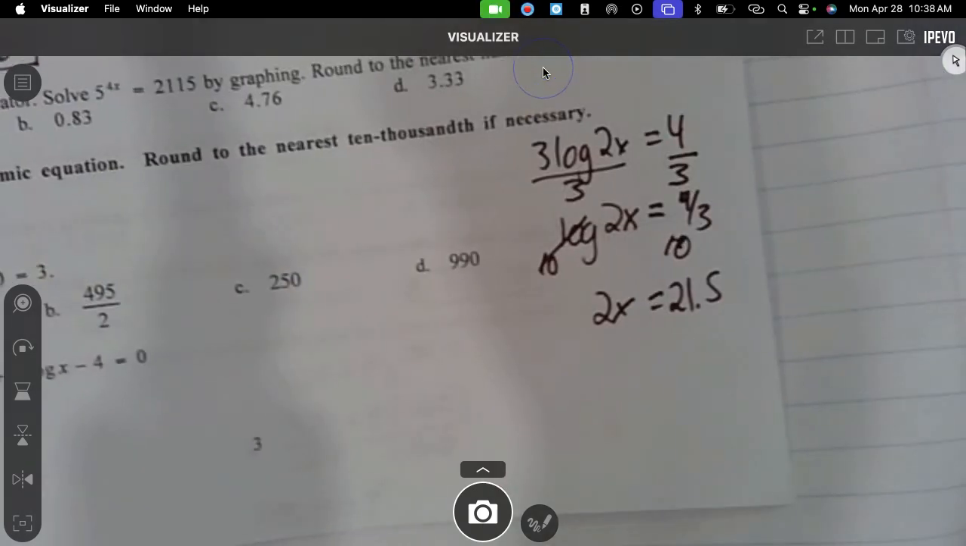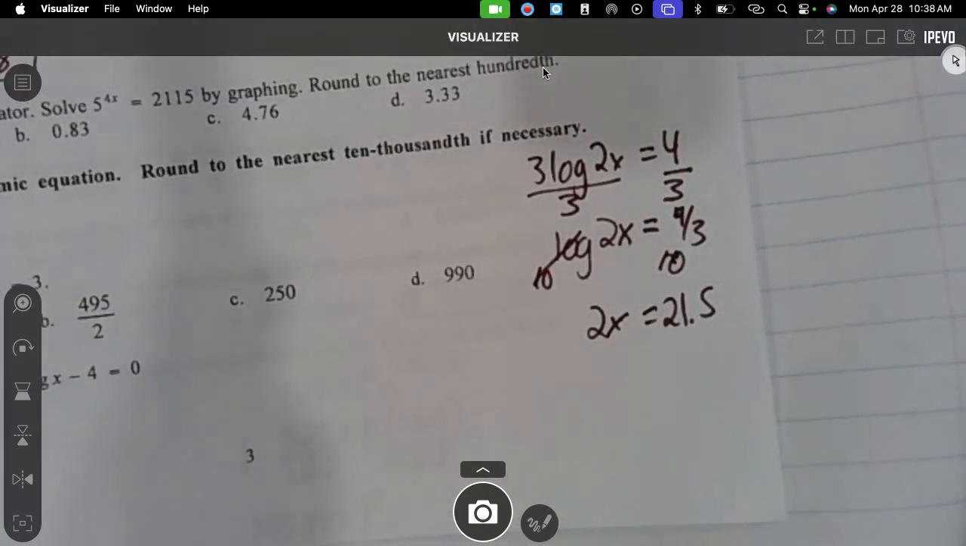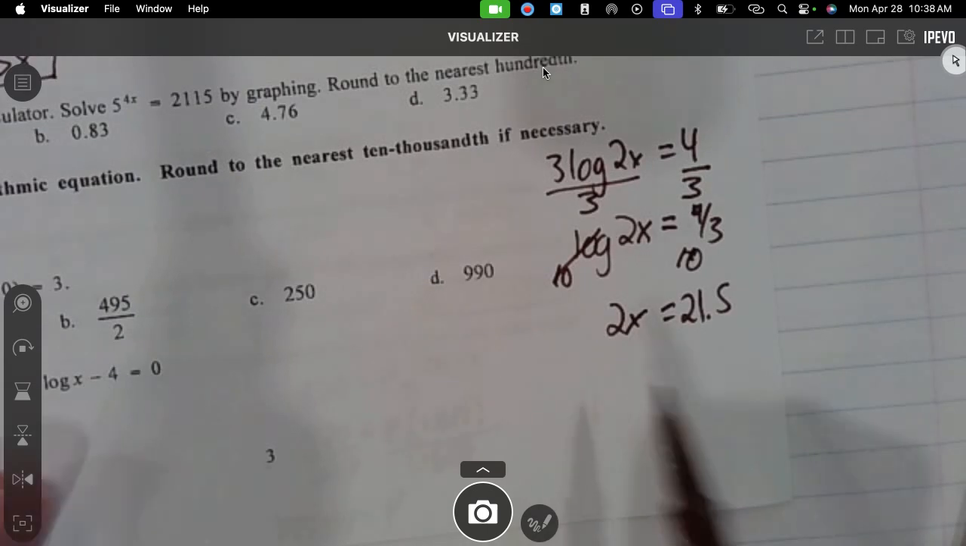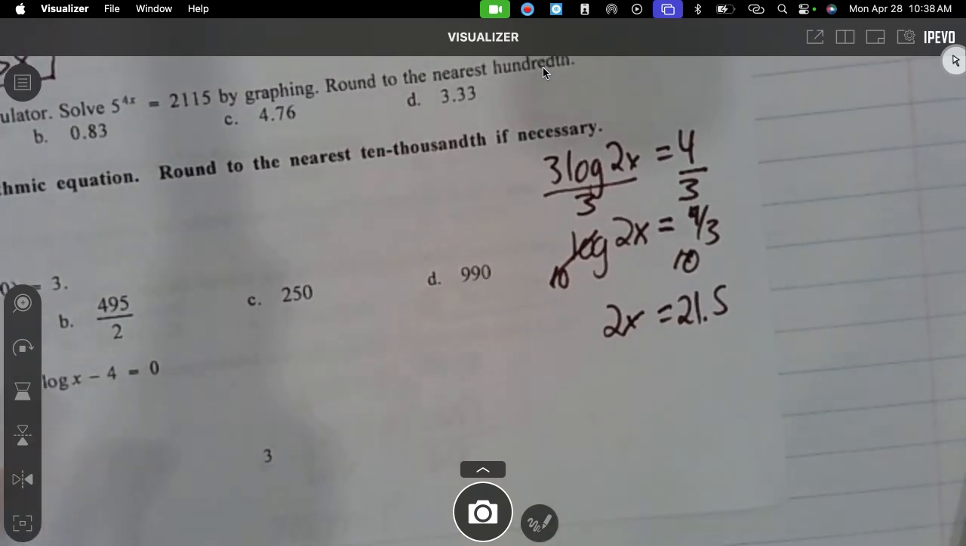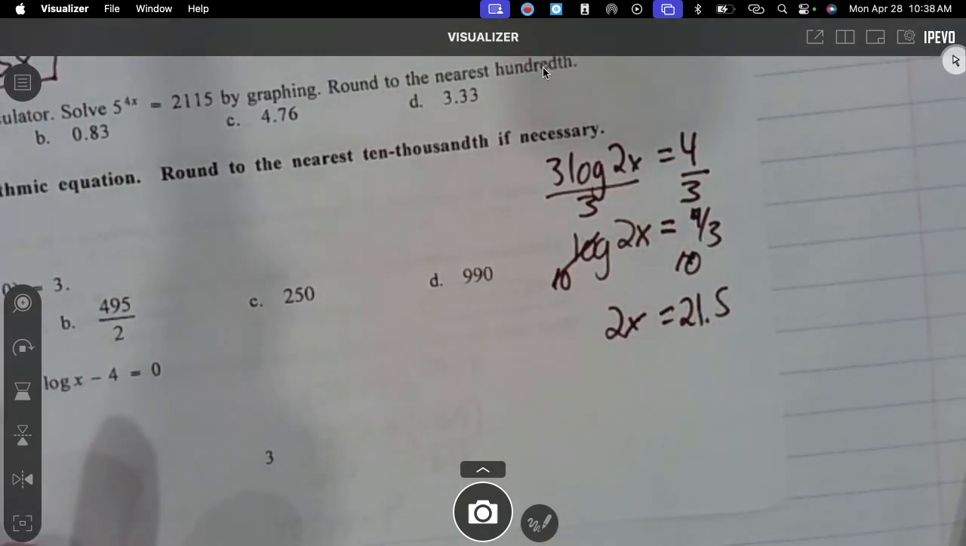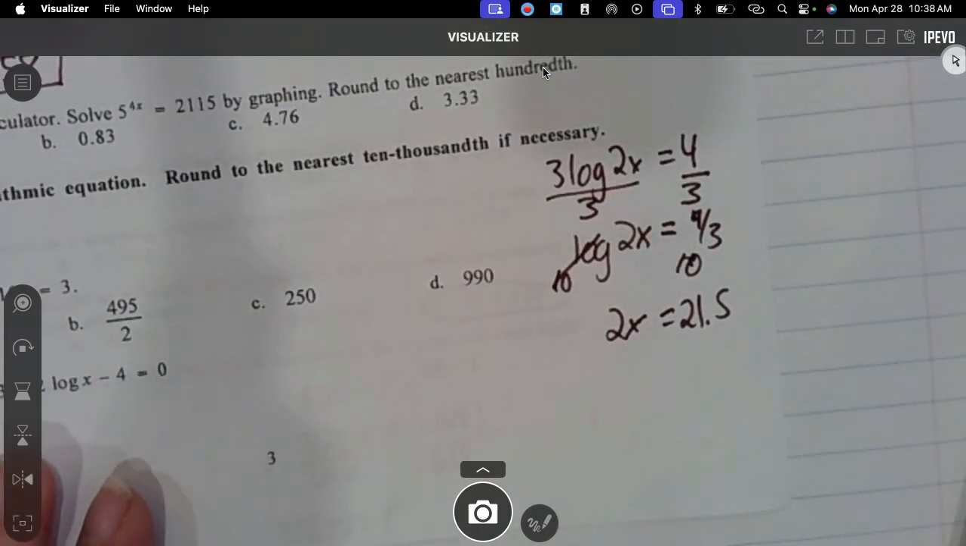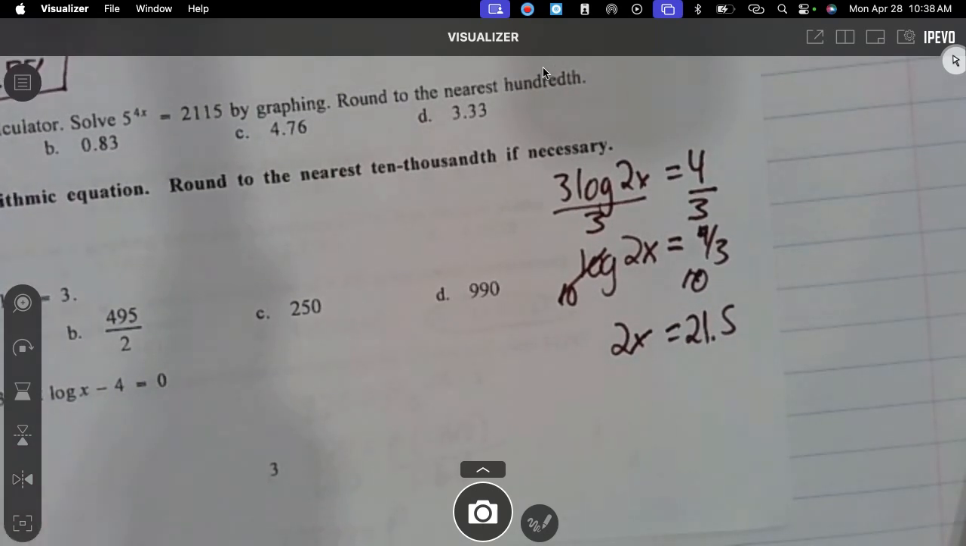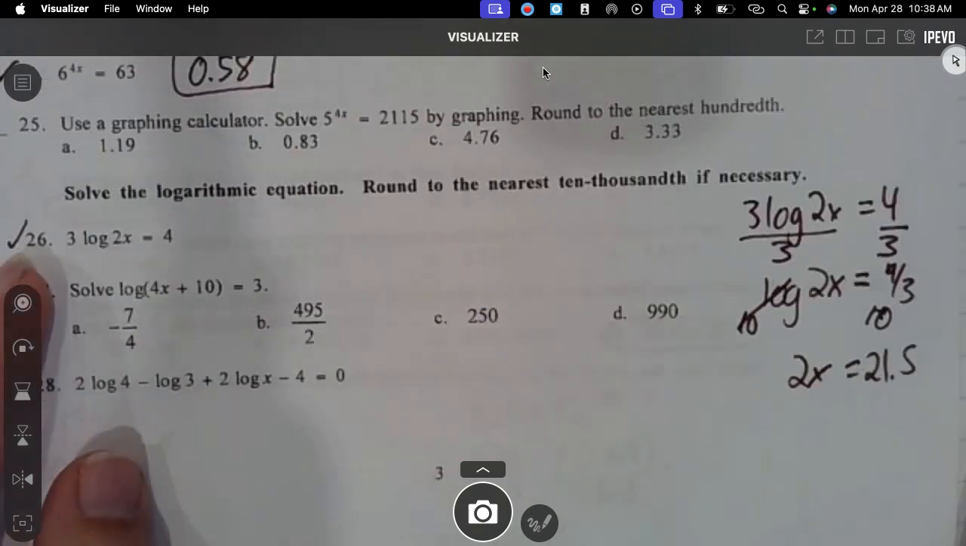Y'all couldn't finish this last little part? Yeah, 26. Did you divide? You divided by 2, and you got 10.77 or whatever. It's not to the nearest 10,000th. Wait, take a step back. You lost me at 4/3. We got to 4/3, we divided by 3, yeah.